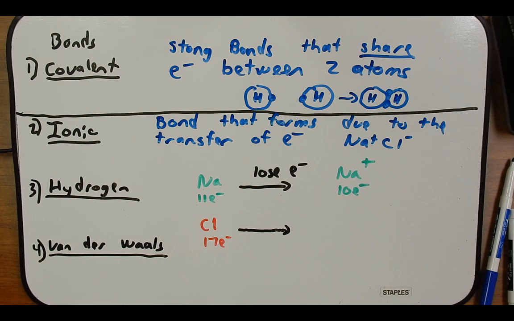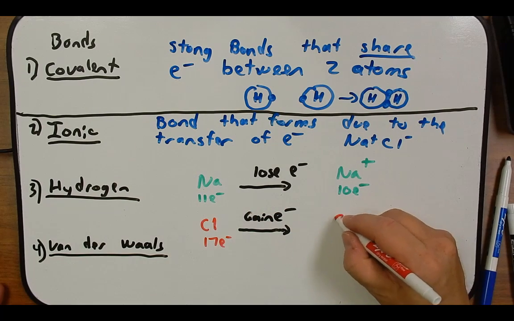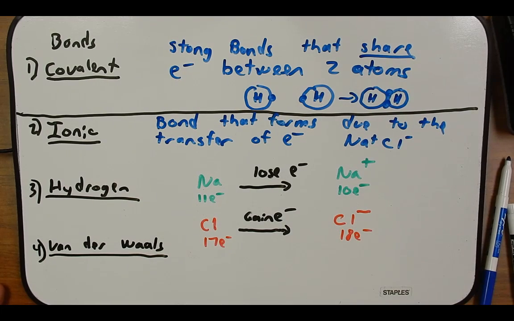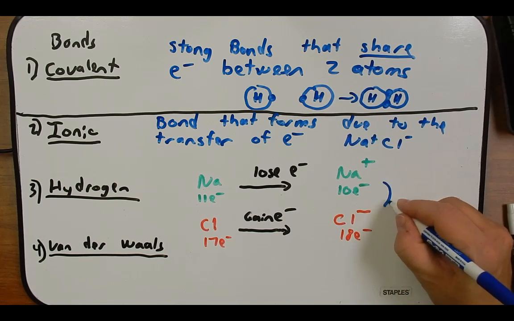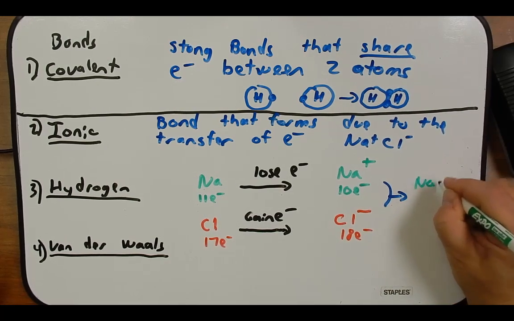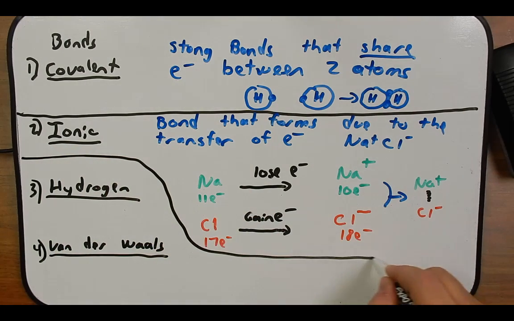Chloride atoms, which have 17 electrons, will gain that electron. So now the chloride atom will be negatively charged. It will have 18 electrons. This electron over here is lost and given to the chloride. So now we have a negatively charged chloride. The negatively charged chloride and the positively charged sodium will now combine, because they just transferred an electron, to form sodium chloride.